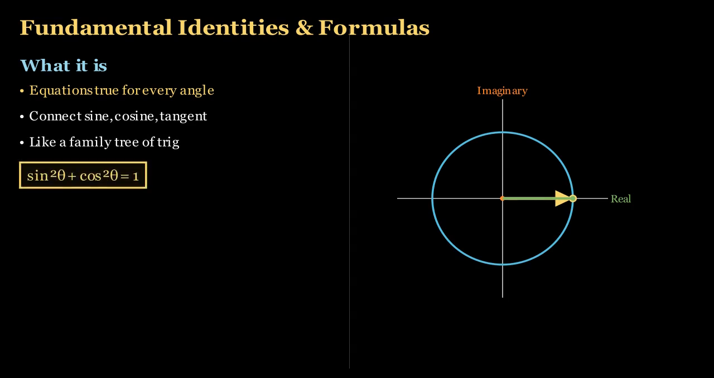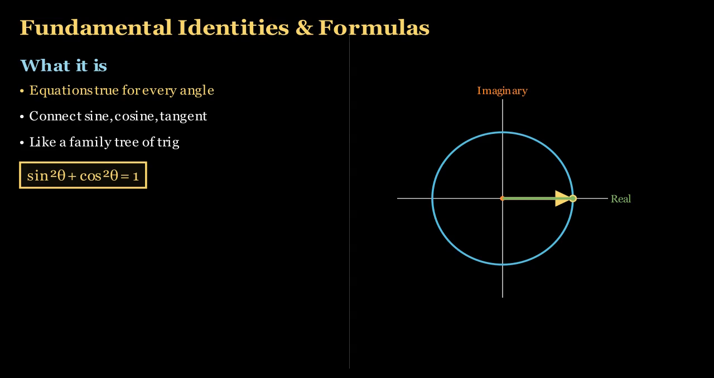The most famous one is the Pythagorean identity, sine squared theta plus cosine squared theta equals 1. It comes straight from the unit circle, and it is the root of all the others. We will also meet the tangent identity, which links tangent to sine and cosine, and the reciprocal identities, which introduce 3 new family members, secant, cosecant, and cotangent.